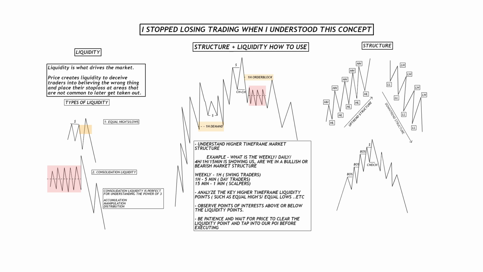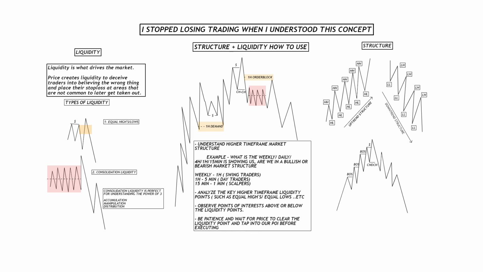Then the next step is to analyze the key higher time frame liquidity points, such as equal highs and equal lows, and so on. Just like we see right here, when we find our higher time frame market structure, whether we are in an uptrend or a downtrend, we have to start observing where our key liquidity points are. Do we see any equal highs, or any consolidation liquidity right here? Perfect. Equal highs or lows or consolidation liquidity.